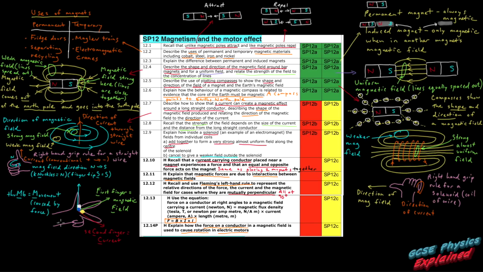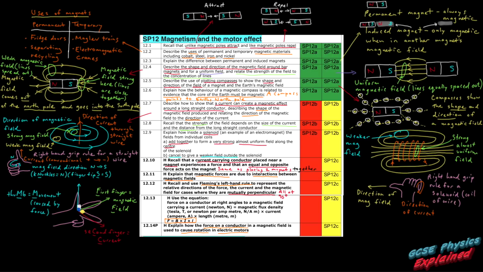So Fleming's left-hand rule is this here. Your thumb represents the movement, first finger represents the magnetic field, second finger represents the current. I've got a nice video on that if you want to know more, but you don't really need to know more because it's yellow.